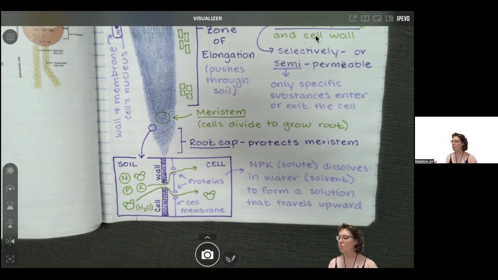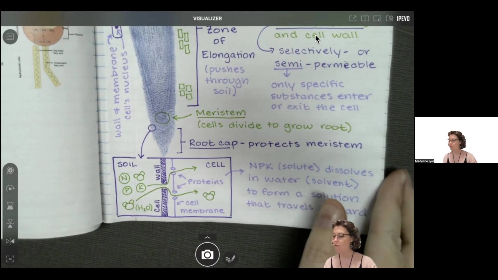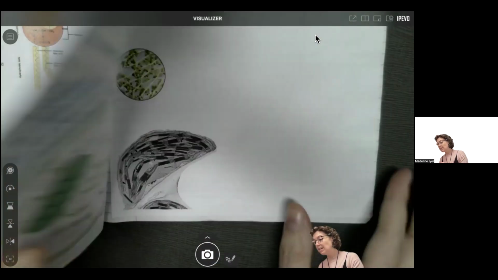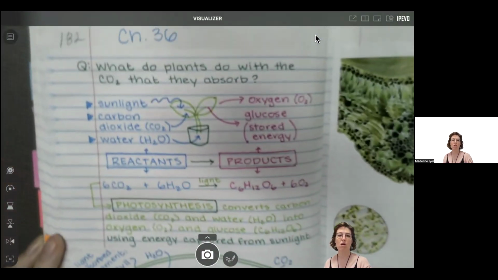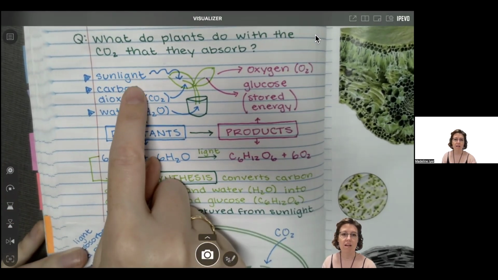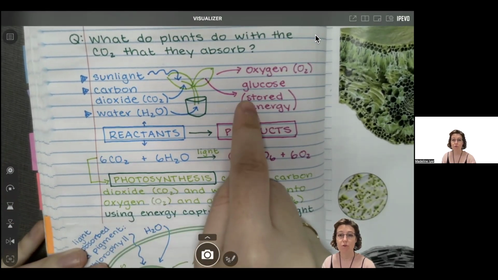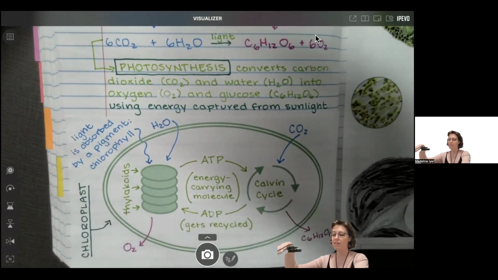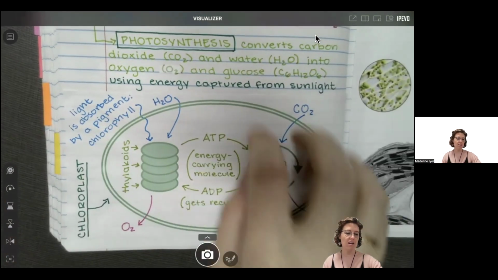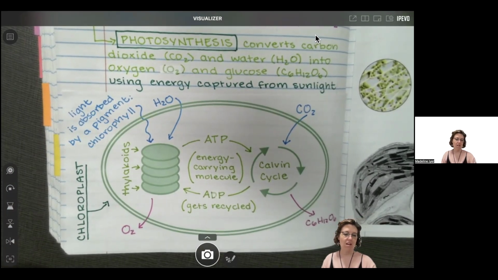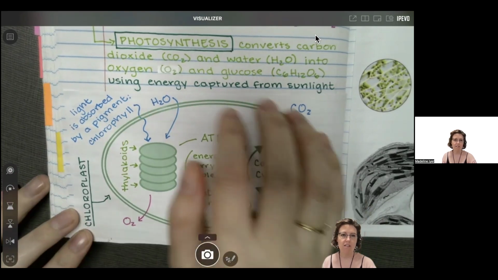Why does it travel upward? Well, you know the answer to this one. It travels upward because we're trying to get these nutrients and this water up to the leaves so that we can do photosynthesis. So this is what we went over the other day. We know that plants need sunlight, carbon dioxide, and water, and they produce oxygen as a waste product and glucose. All of this happens down here in the chloroplast. I don't have a ton that I want to add to this, but I do want to review it with you.